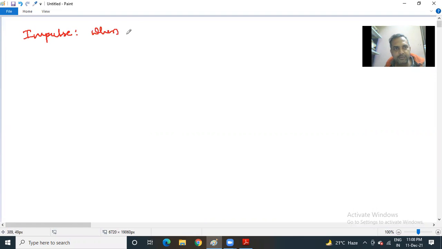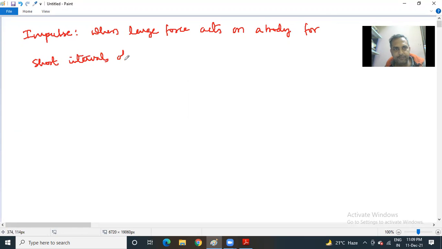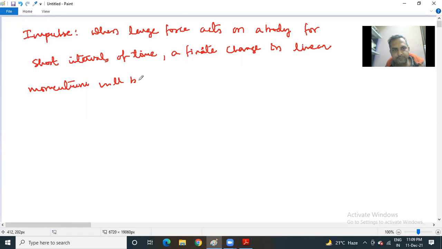When a large force acts on a body for short intervals of time, a finite change in momentum, in linear momentum, will be produced. This is called impulse, or we can say impulsive force.